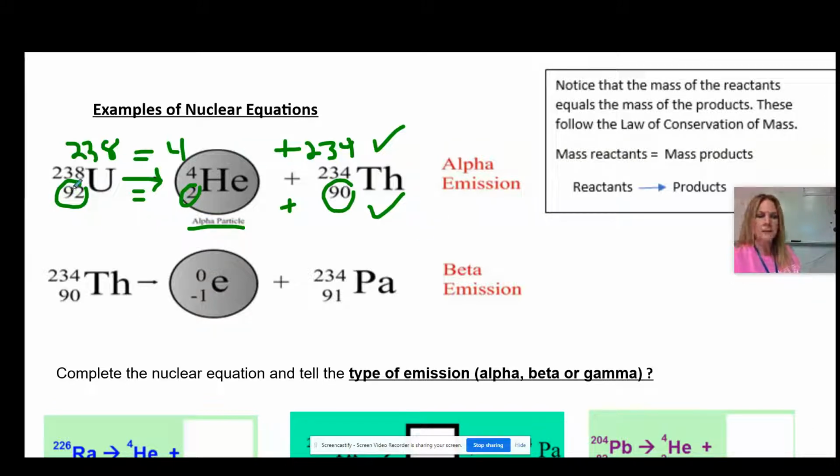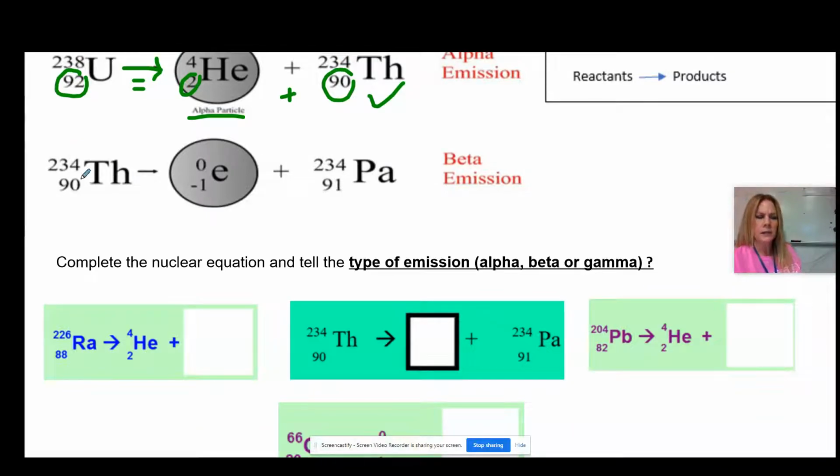Okay, and so what happens is uranium is really big. It's radioactive. So what it does to gain stability is it releases 2 protons and 2 neutrons, which is what helium is, and now it turns into thorium. It turns into a completely different element.